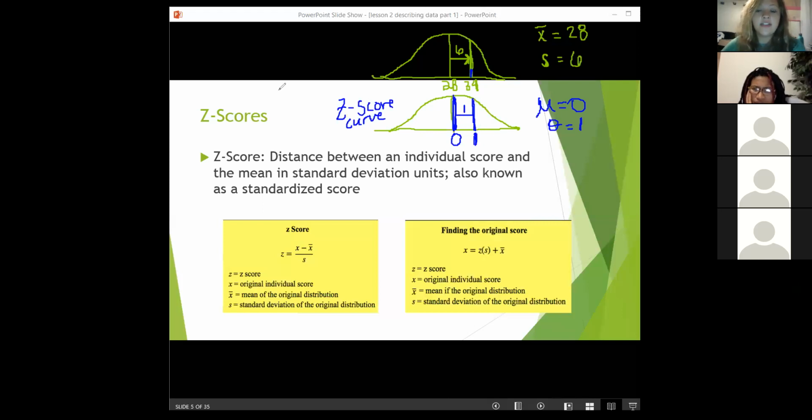You can even see it if we do the equation: z equals 34 minus 28, divided by our standard deviation, which is 6. So you get 6 divided by 6, which is equal to 1. You get the same thing with the equation, but this is just a visual of how that works. Does that make sense to everyone?